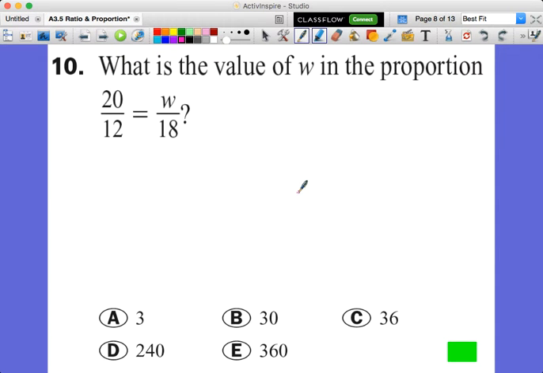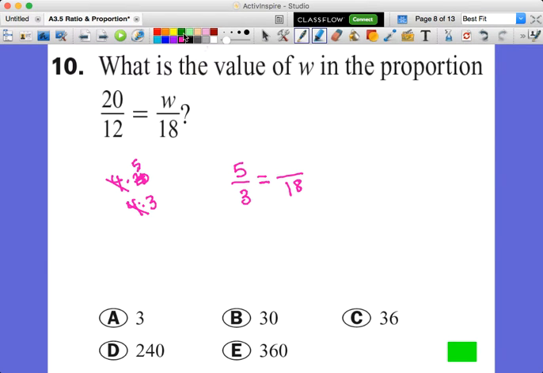What is the value in the proportion? Looking at this, I have 20 over 12. I'm going to reduce this fraction down, giving us a unit rate. So 20 divided by 12, both of them divide by 4. We have 4 times 5 equals 20, and 4 times 3. So if the 4s cancel, we have 5 thirds equals what over 18?